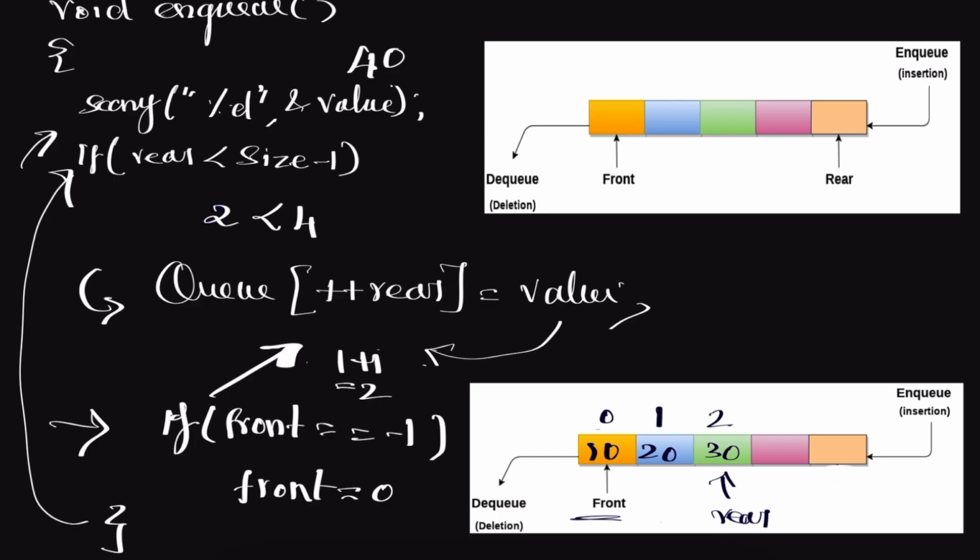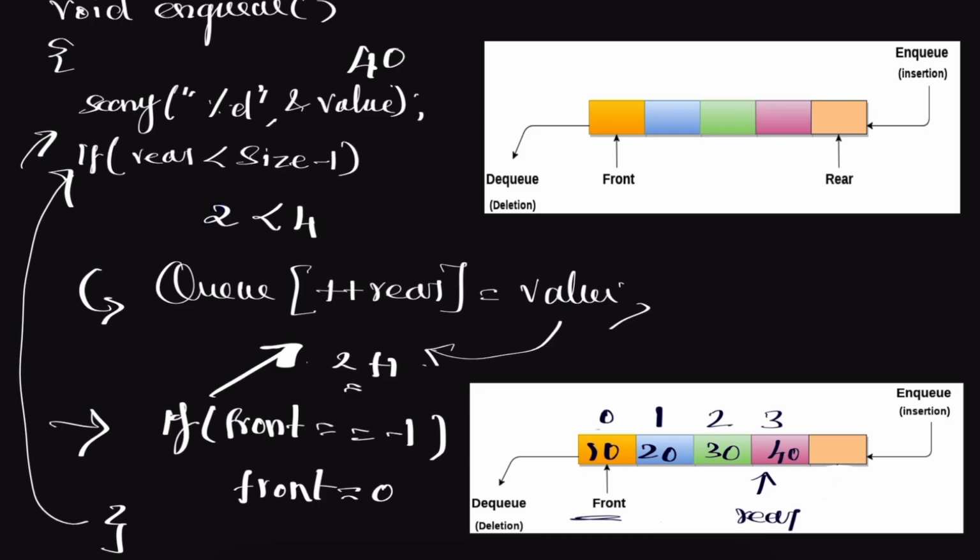What is ++rear? We already know that the rear position is pointing to the second index, plus 1 is equal to 3. So we are going to store the value at Q of index 3, the value 40. You have to increment the rear position before we store the value. So now this is called rear, the index is 3, and the value is 40.